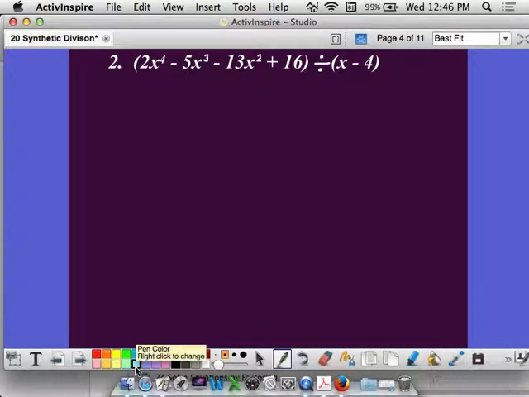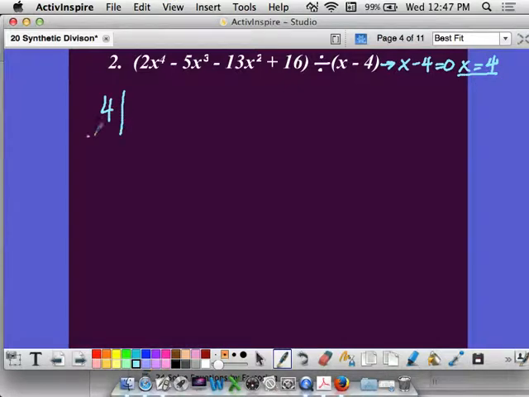Number 2. On number 2, I have x to the 4, x to the 3, x to the 2. I'm missing x to the 1, so I need to be careful there. My divisor is a binomial with a coefficient of x being 1. So x minus 4 is equal to 0. X equals 4. That's what I'm looking for right there to use. So I put 4 in my backward box, and I look at my coefficients: 2, negative 5, negative 13, 0, 16. X to the 4, x to the 3, x to the 2, x to the 1, and then 16.